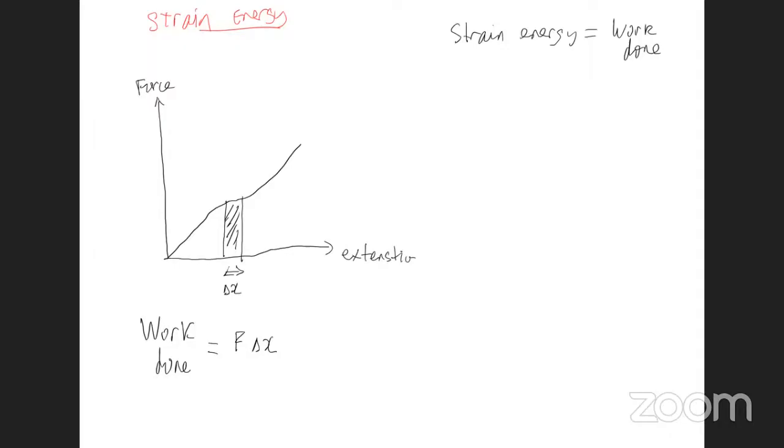Right, so if you look at the graph there, strain energy, for those who didn't do integration, don't worry about it too much. But strain energy is the area under the graph. So you see that shaded area there? That shaded area represents the strain energy. And how do you get the area under the graph? You integrate F with respect to x, between the limits x and 0.